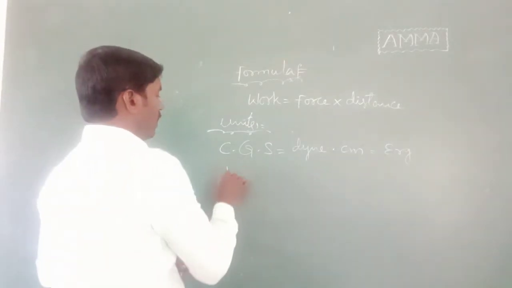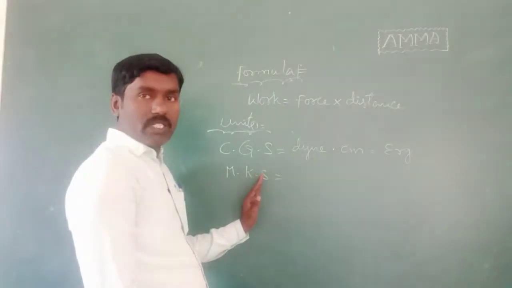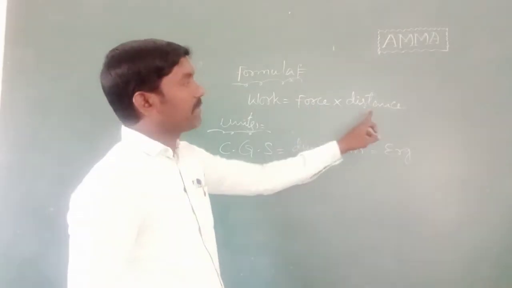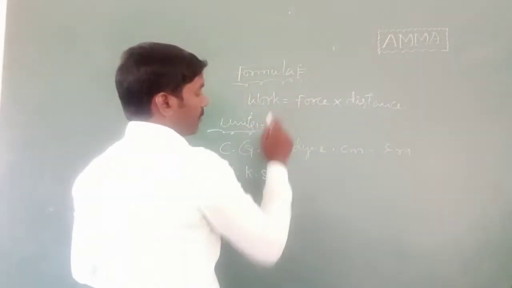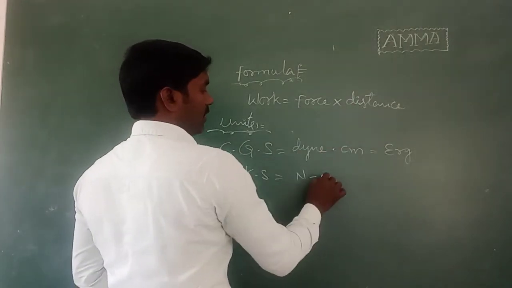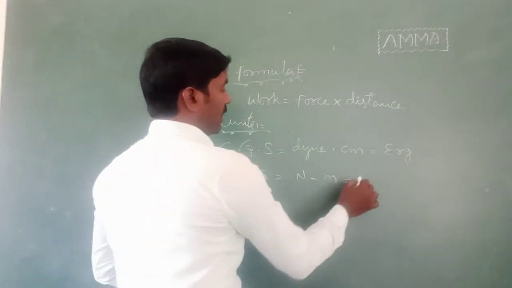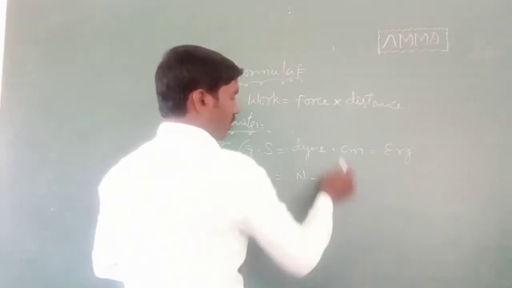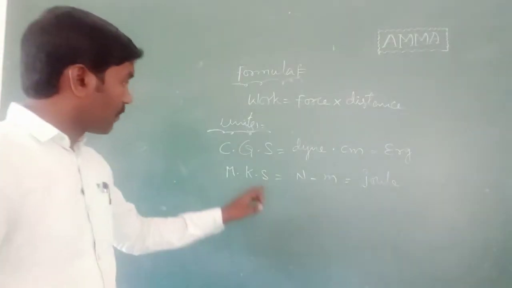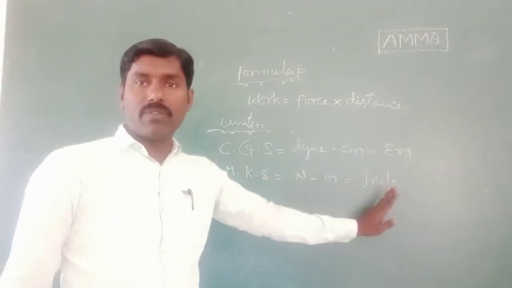The next one is, let us find out the MKS unit of work. If you want to find out the MKS unit of work, first we should know the MKS unit of force and the MKS unit of distance. What is the MKS unit of force, students? Newton, into what is the MKS unit of distance? Meter. So Newton meter is the MKS unit of work. It is also referred to as joule. Means the CGS unit of work is erg and the MKS unit of work is joule.